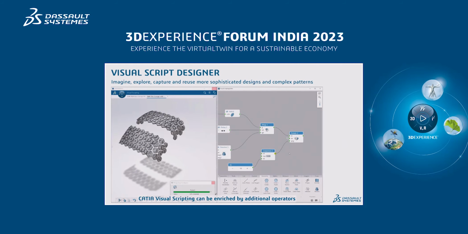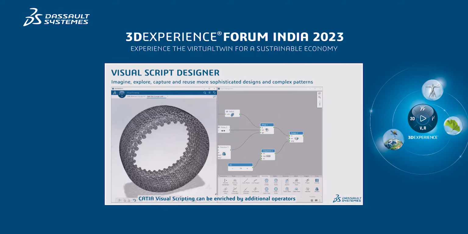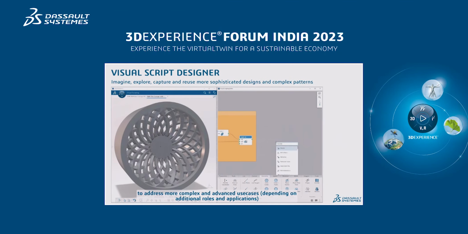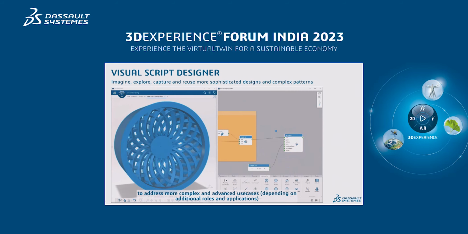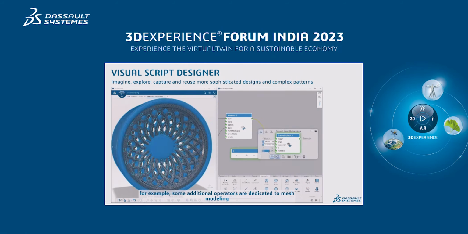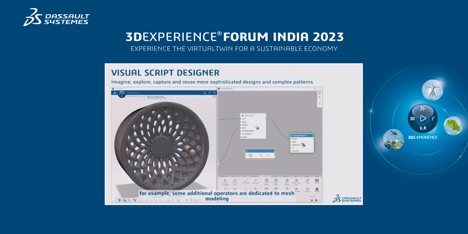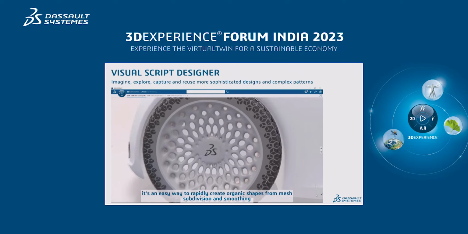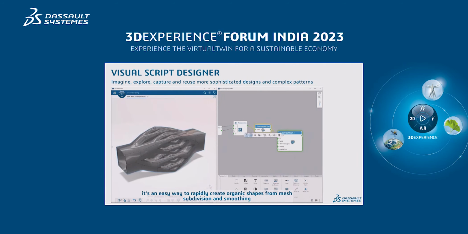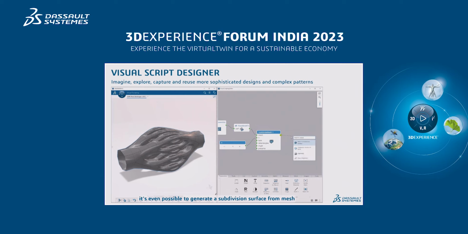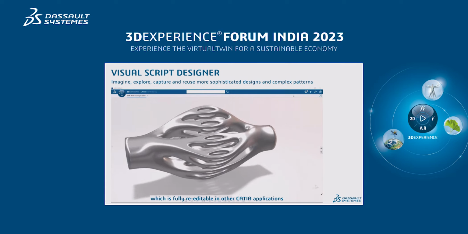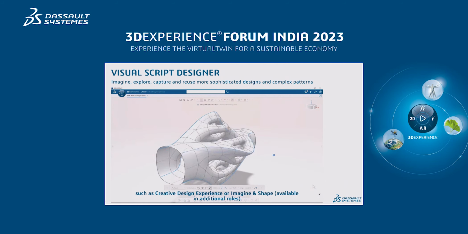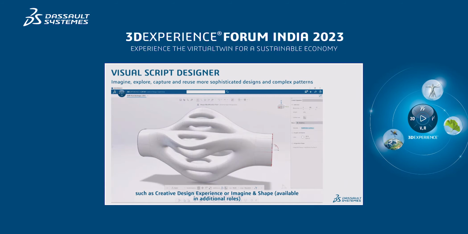CATIA Visual Scripting can be enriched by additional operators to address more complex and advanced use cases, depending on additional roles and applications. For example, some additional operators are dedicated to mesh modeling. It's an easy way to rapidly create organic shapes from mesh subdivision and smoothing. It's even possible to generate a subdivision surface from mesh, which is fully re-editable in other CATIA applications, such as Creative Design Experience or Imagine and Shape, available in additional roles.